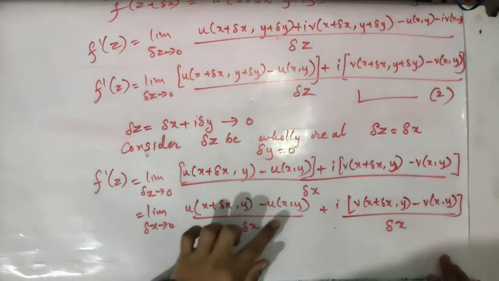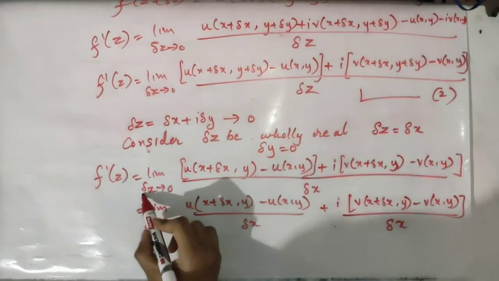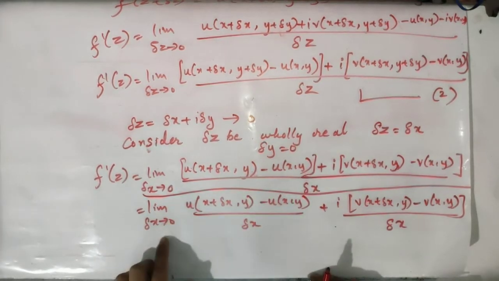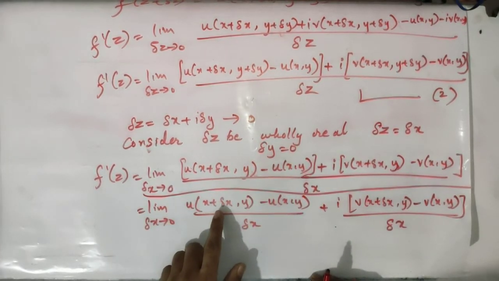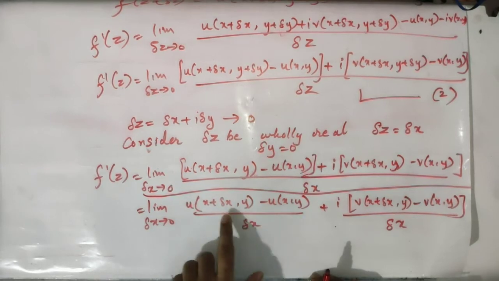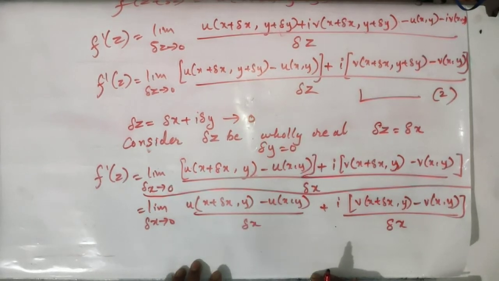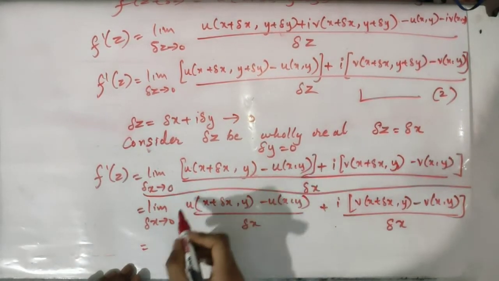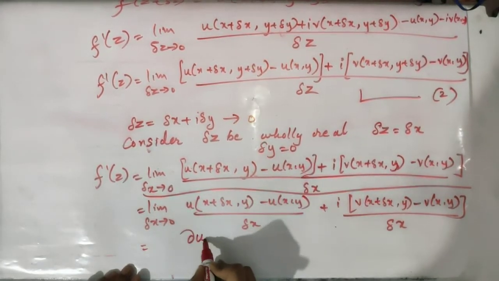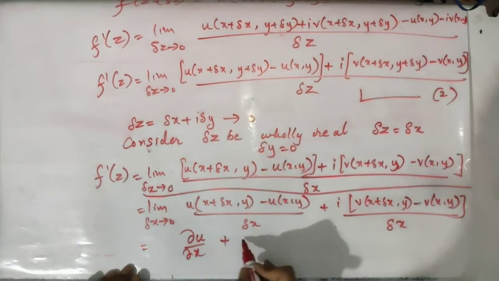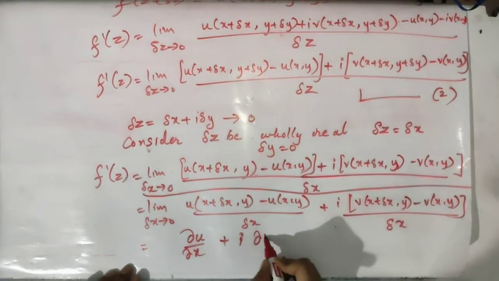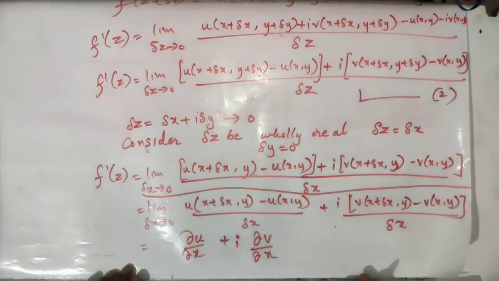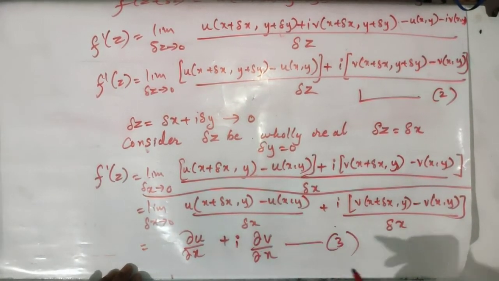Now tell me, what is this? This is separate, please make a note. What is this? Limit as delta x tending to 0, u of x plus delta x comma y. There is no change in y, only x is changing. So is it not a partial derivative of u with respect to x? We can replace this complete thing by dou u by dou x, plus I times this complete thing, which is dou v by dou x. So let us call this equation 3.